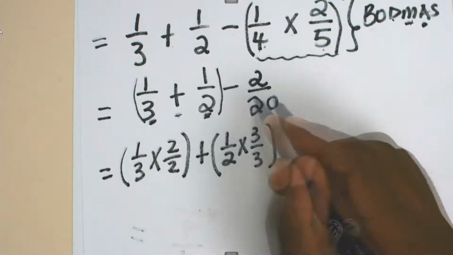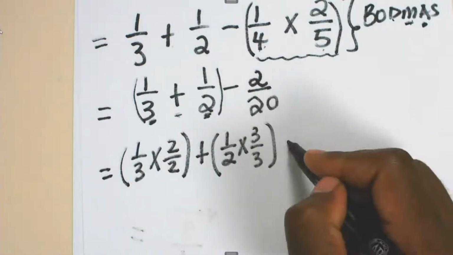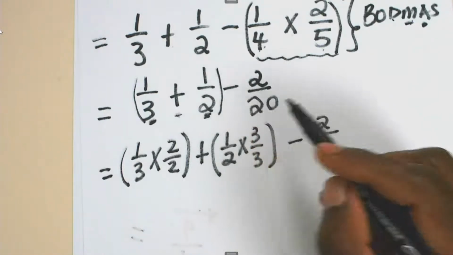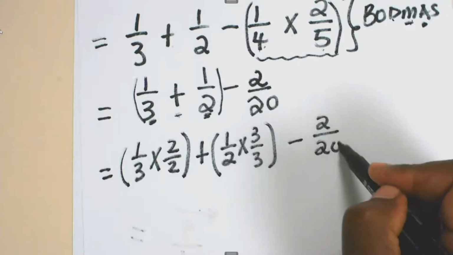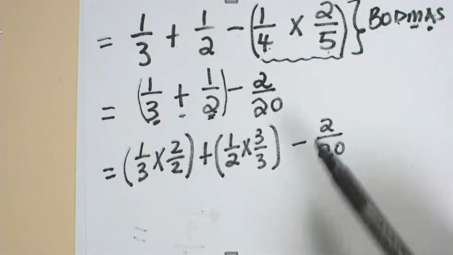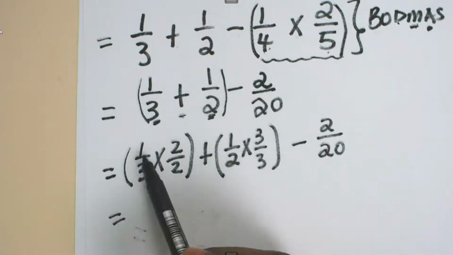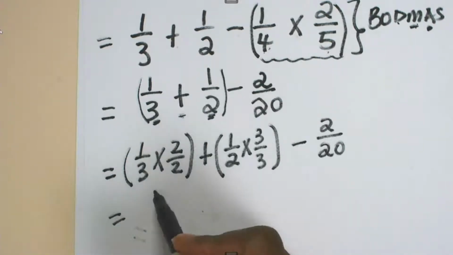Then we say, remember, this minus will come down as is. Minus 2 out of 20. Comes down as is. Now, remember, brackets, 1 multiplied by 2, we solve it, equals 2.